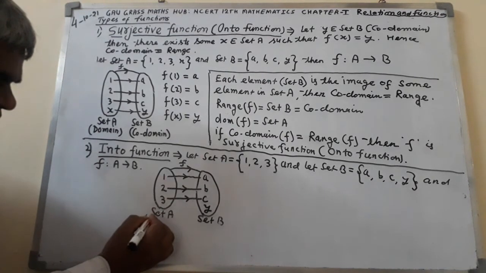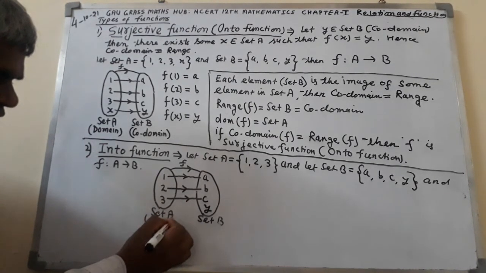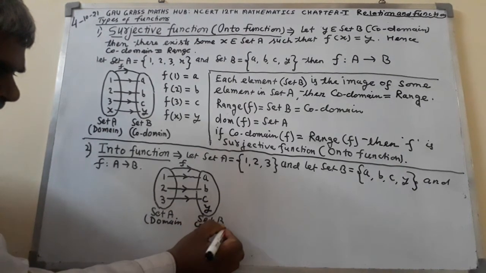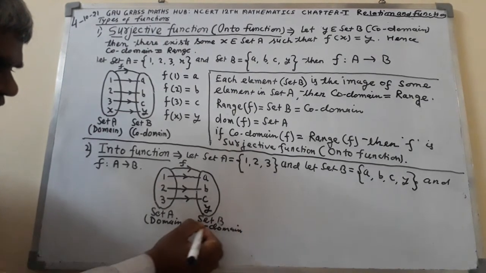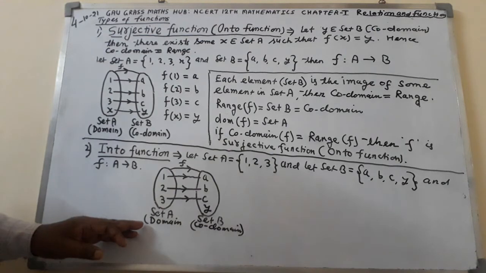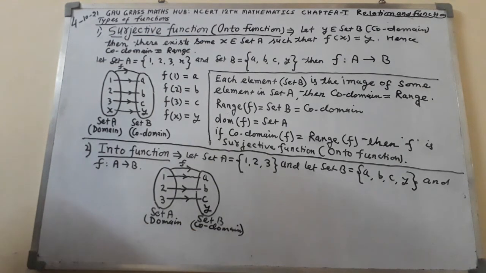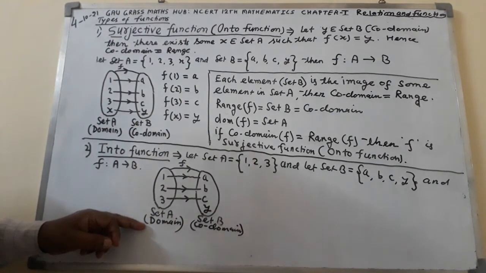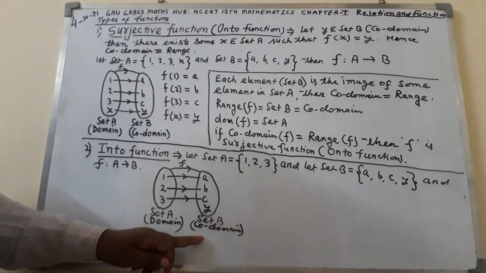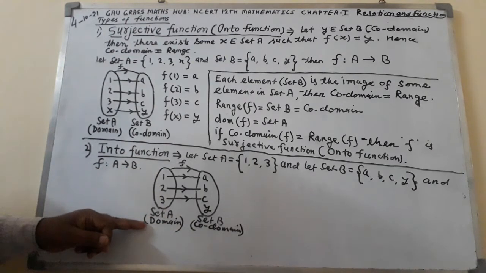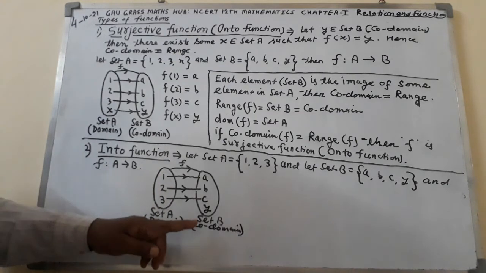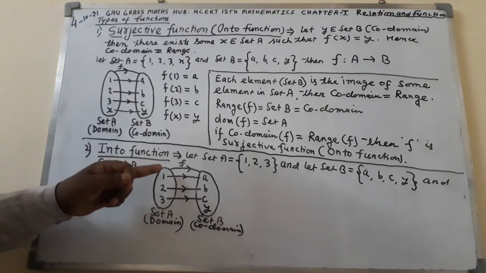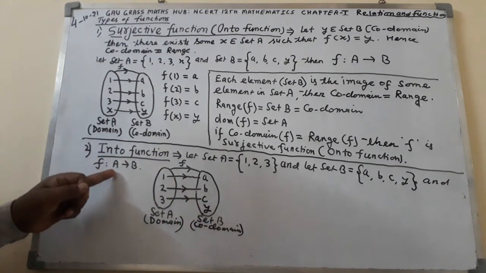So this is the domain, and this is the codomain. Set A is always the domain. Set B is always the codomain. Set A, the domain, has elements 1, 2, 3. Set B, the codomain, has the elements a, b, c, y. And f is a function from set A to set B.